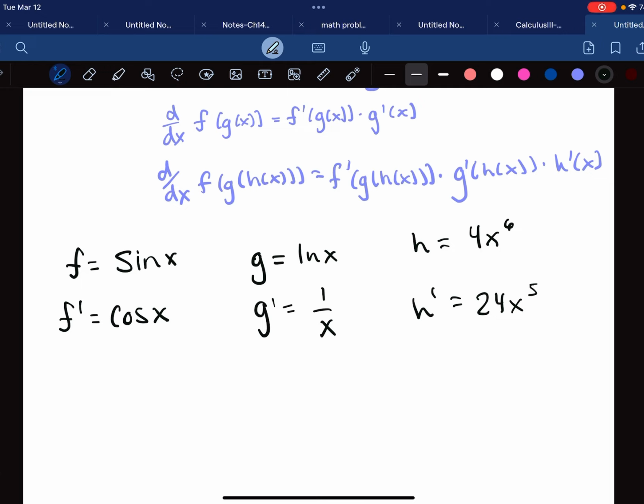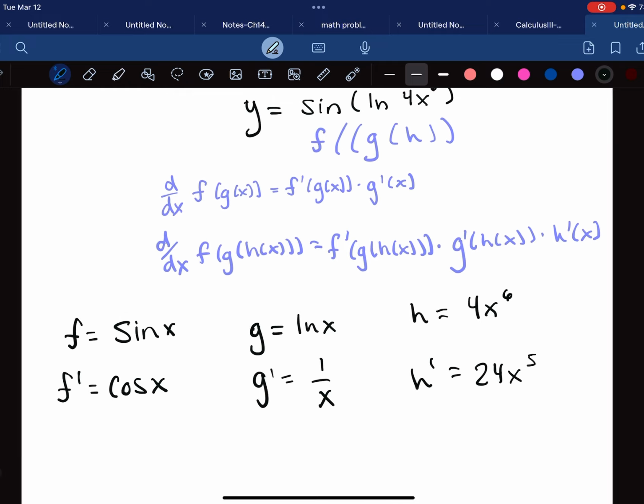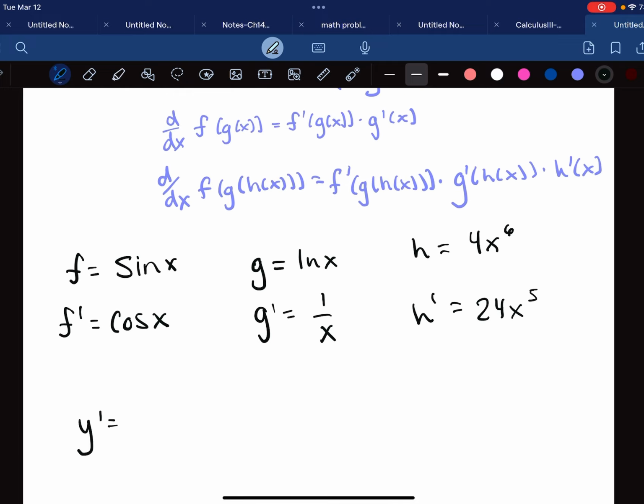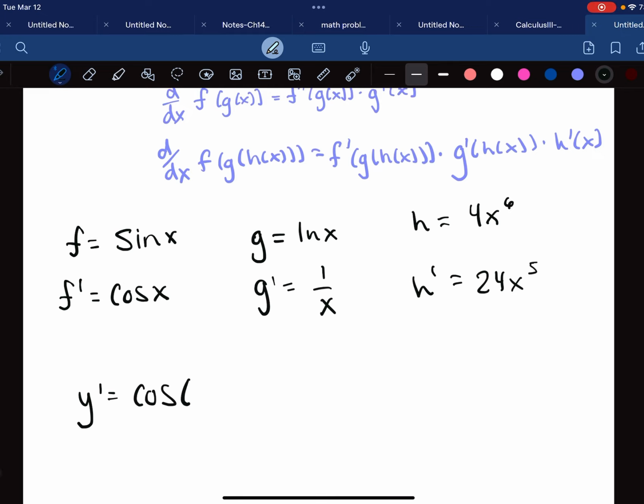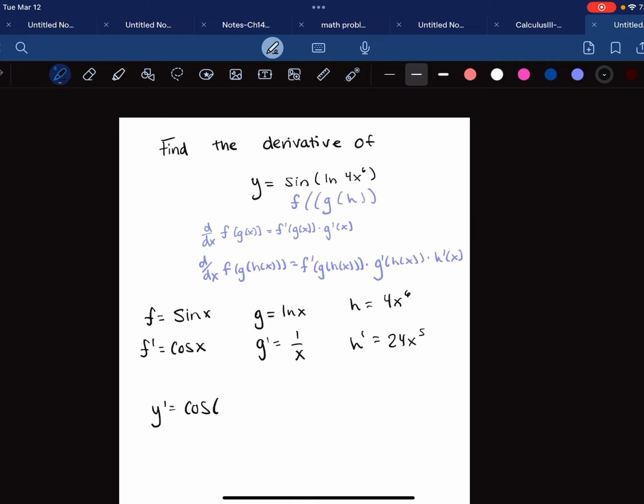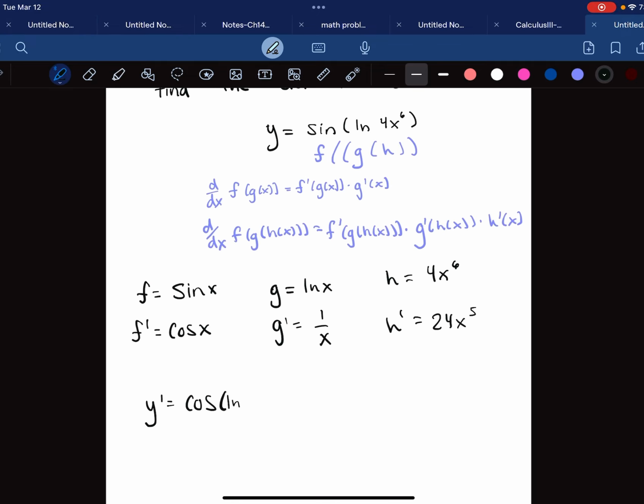So now let's put all these functions inside of each other. My y prime is, the outside function is cosine, and I don't have x on the inside, I have the natural log of 4x to the 6th times 1 over 4x to the 6th, because that's what my inside function is, I'm keeping my inside function there. I'm replacing x with 4x to the 6th times my h prime of x, which is 24x to the 5th.